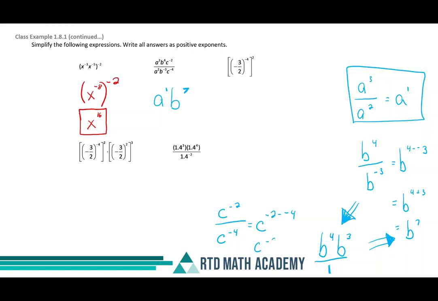We also know that when we minus a negative, it turns into plus a positive. So we've got c to the power of negative 2 add 4, which actually becomes c to the power of positive 2. So I can see that that positive 2 can actually stay on the numerator there.